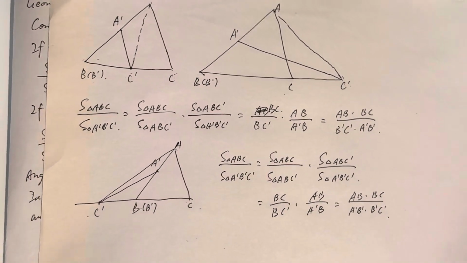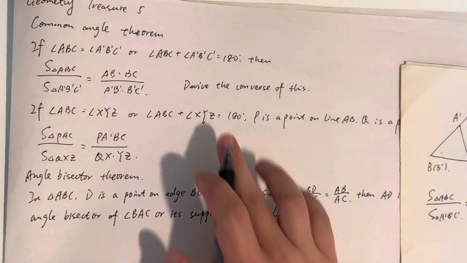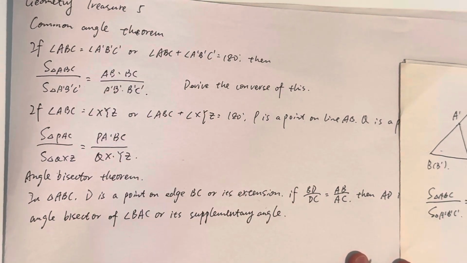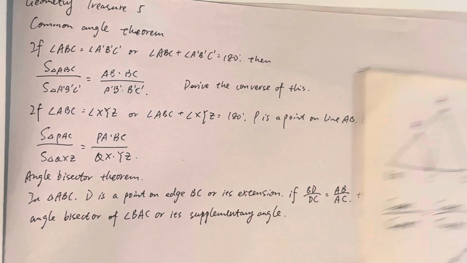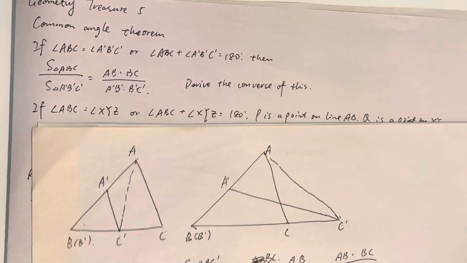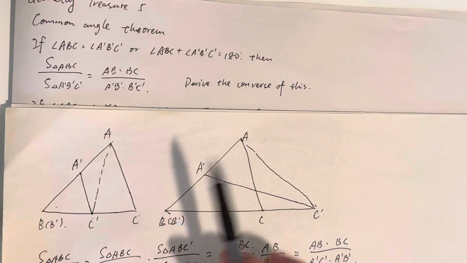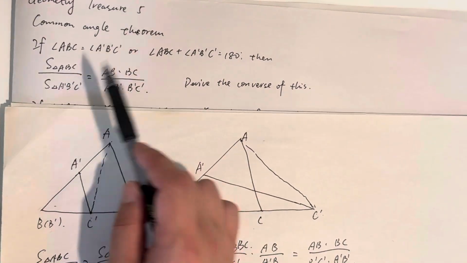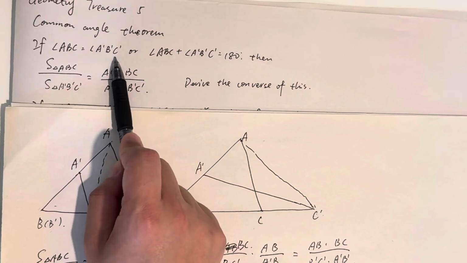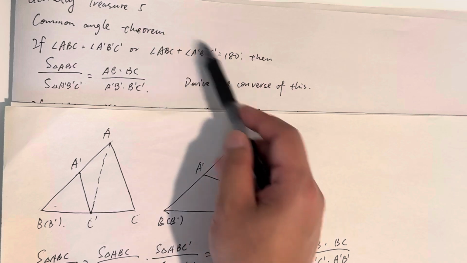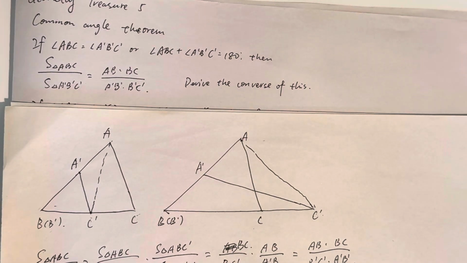Okay, that's for the first part, and we want to also derive the converse of this theorem. I would leave this to the audience. It's pretty easy based on this one. Use the same figure. It's just saying that if this is valid in two triangles, then you need to prove that angle ABC equals angle A'B'C', or angle ABC plus angle A'B'C' equals 180 degrees.